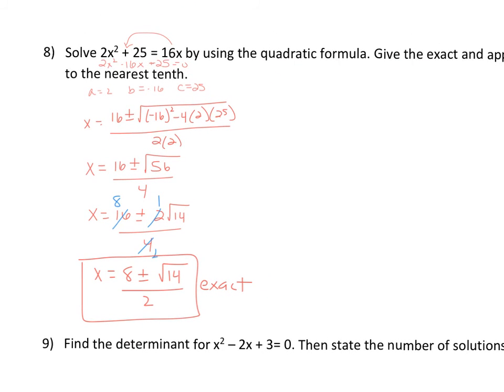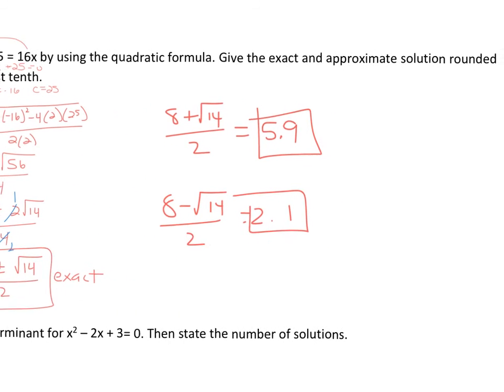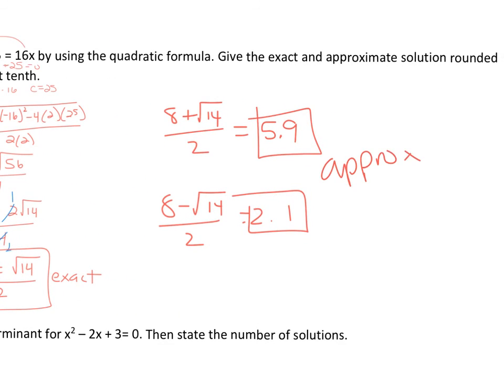Now let's do 8 plus the square root of 14, divided by 2. I got 5.9 when it's rounded to the nearest tenth. Then 8 minus the square root of 14, divided by 2, and I ended up with 2.1 rounded. These right here would be your approximate solutions.